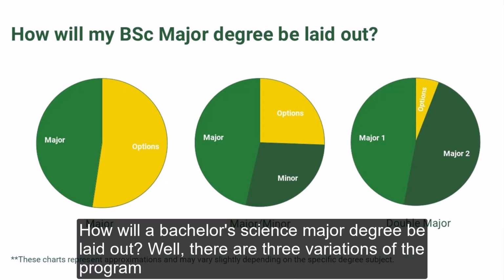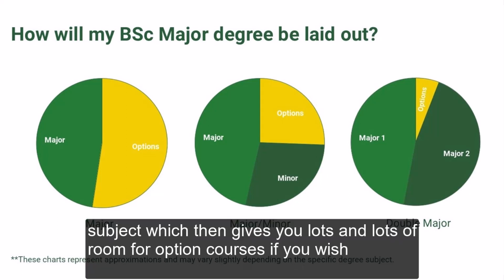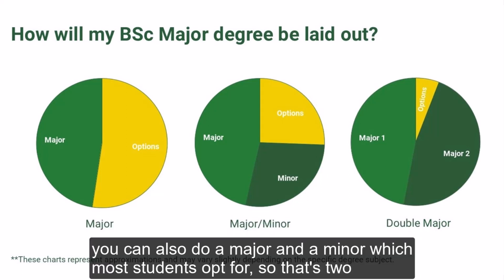How will my Bachelor of Science major degree be laid out? Well, there are 3 variations of the program, and you can choose what's best for you. You can choose to do just a major subject, which then gives you lots and lots of room for option courses if you wish. You can also do a major and a minor, which most students opt for.